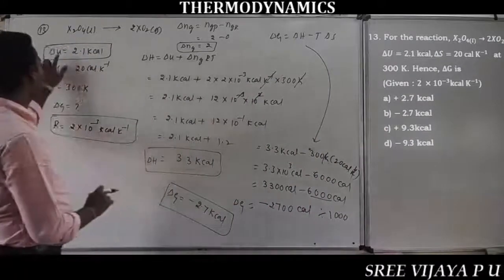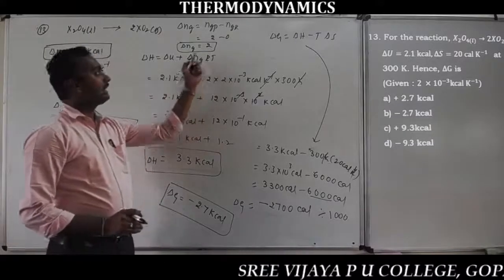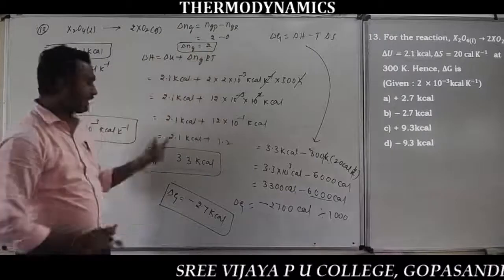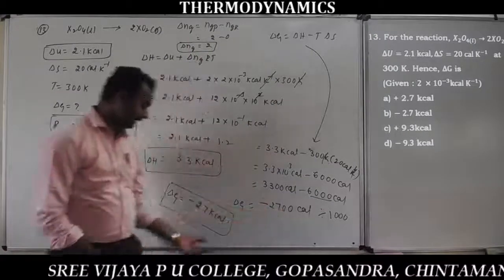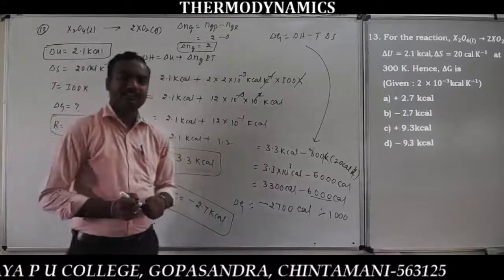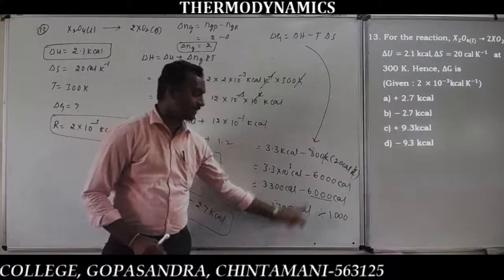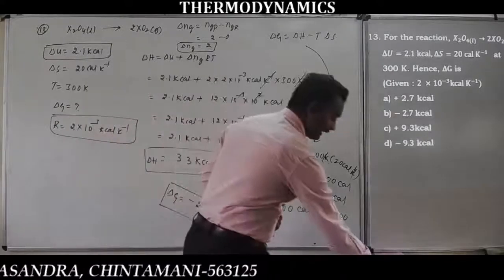To find delta H, a hint is given: delta U is given, and R and T are given. So delta Ng we have to find out by using the equation. Once you calculate delta H by using the equation, then by the Gibbs equation you can calculate delta G. So observe the units correctly, the units must cancel neatly. If they cancel, you get the answer in the perfect unit at the end. That is for question 13. Option B is the correct answer.